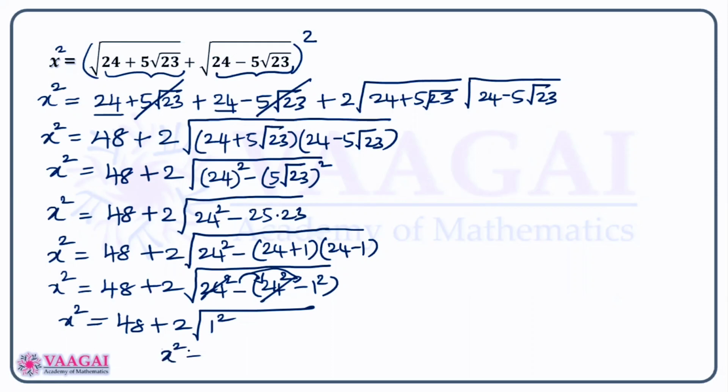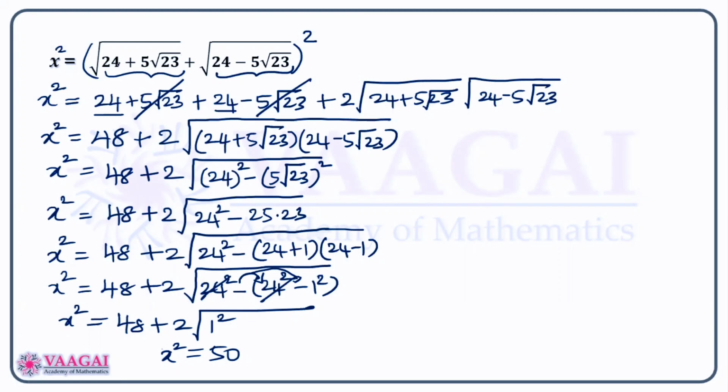Okay, yes. Now this is very simple to see. x square is equal to 48 plus 2 times of 1, which means 48 plus 2, which is 50. So x square is equal to 50. Now it's very simple that x square is equal to 50.